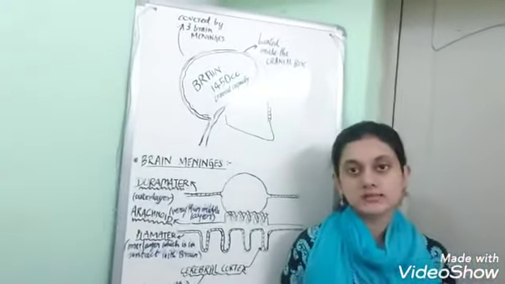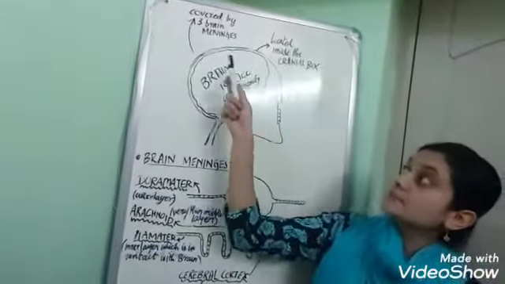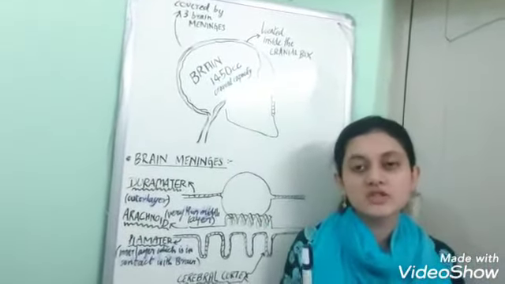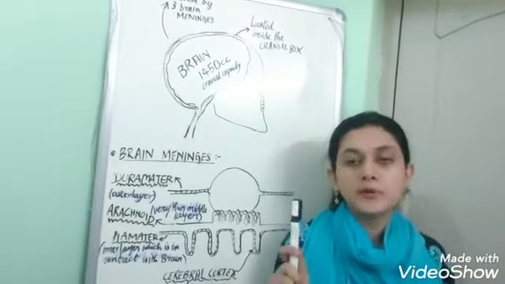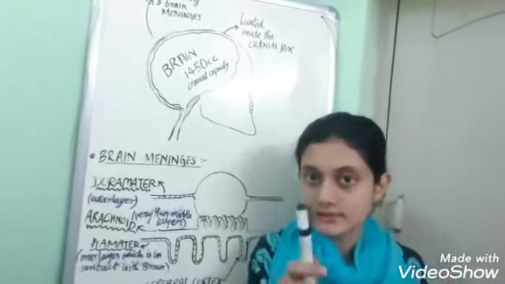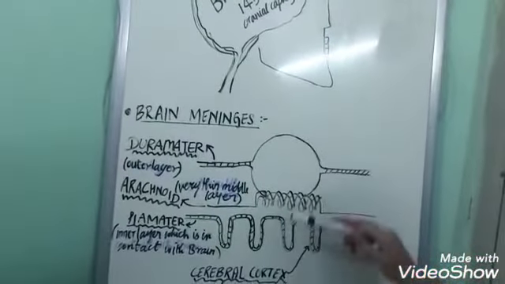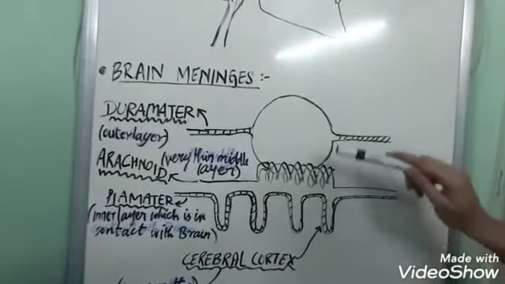Now let's discuss the three types of brain meninges. The brain meninges are connective tissues of the brain. This is the diagram that shows the 3 layers of the brain meninges.